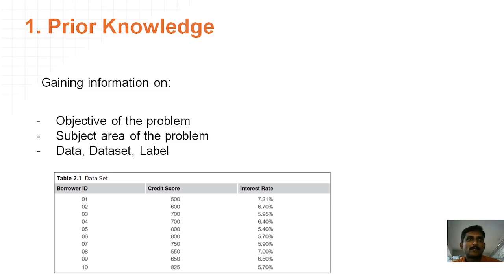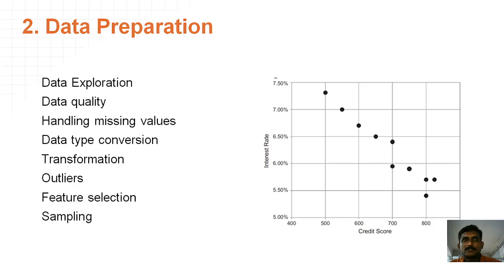This is the prior knowledge, gaining information based on the objective of the problem or subject, and we want to know what data you are going to use. And data preparation: there are certain measures, data exploration, quality of data, and what process we have to do for missing values, and data type conversion. Data is in several types, you have to convert it into specific types, and transformations, outliers, where some data is beyond the boundary limit, and feature selection and sampling.